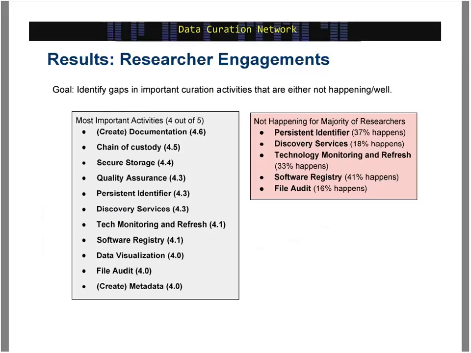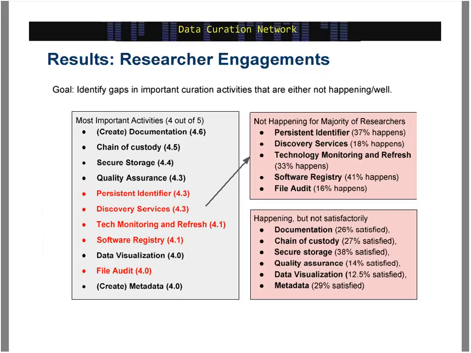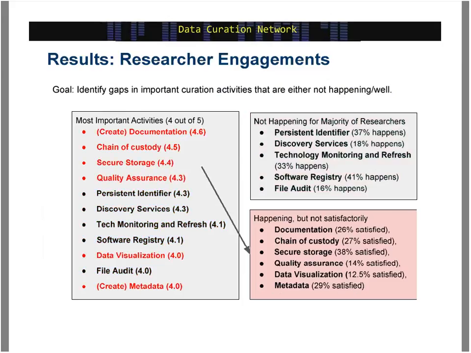You'll see that persistent identifiers, discovery services, technology monitoring, software registries, and file auditing, all of these things could be useful services for researchers that aren't getting access to these, even though they think it's important. Similarly, there are a number of things that are happening for researchers, but not in a satisfactory way.